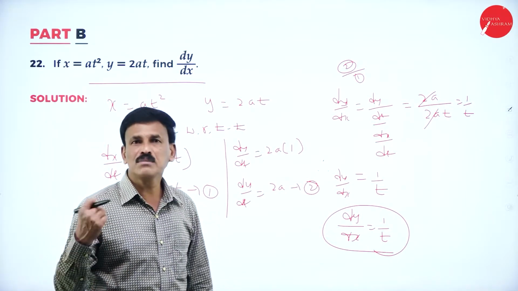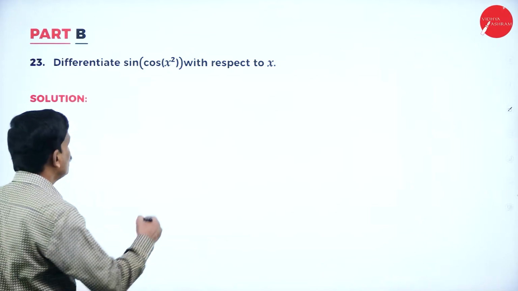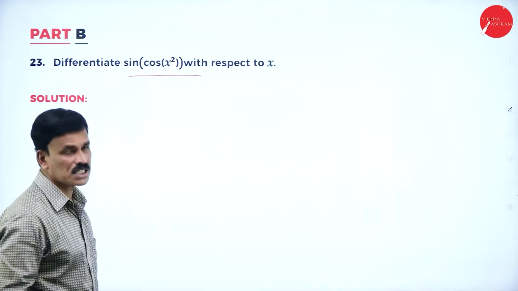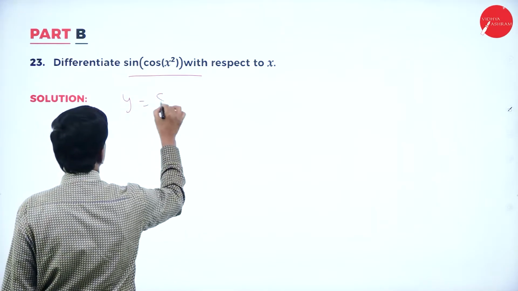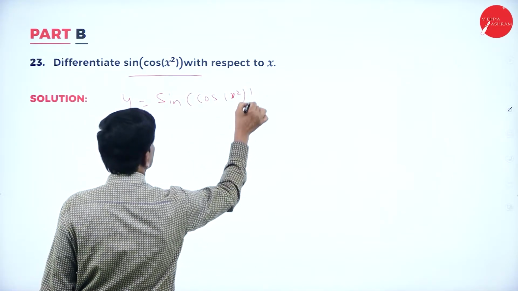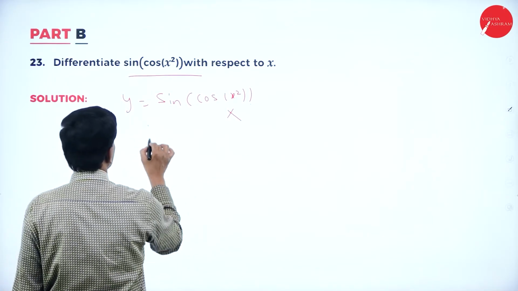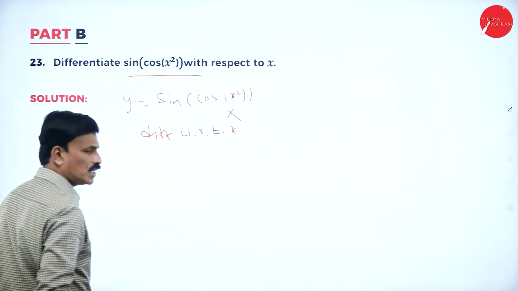Okay. Now let us come to the next problem. Again this is also from derivatives. Differentiate sine of cos x square with respect to x. Again it's a function of a function. What is given? Given y is equal to sine of cos x square. Very simple problem. Differentiating with respect to x.